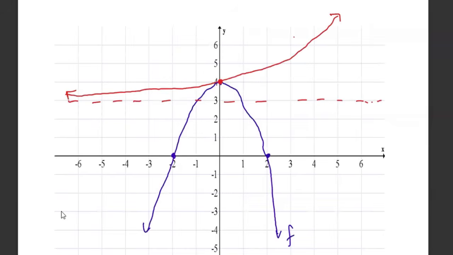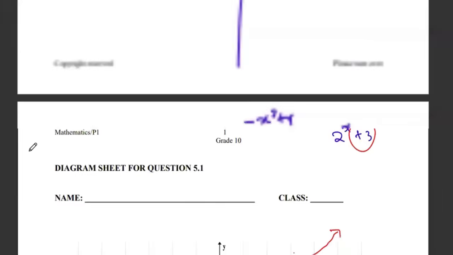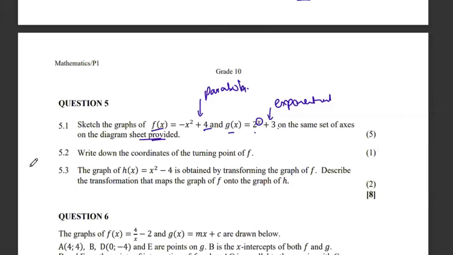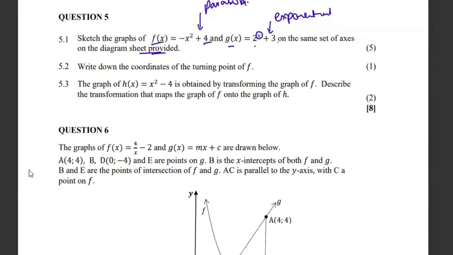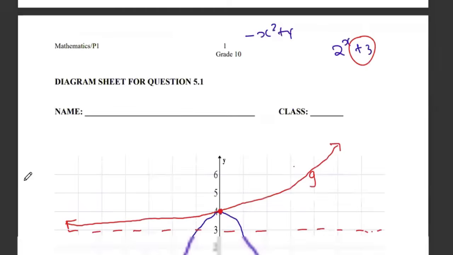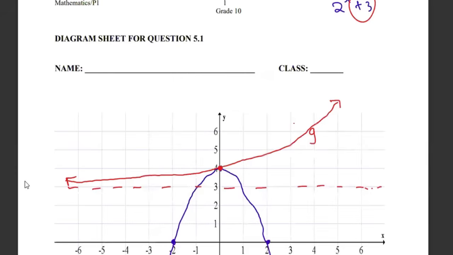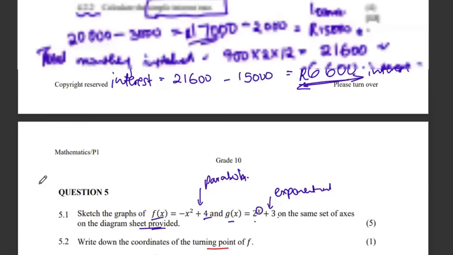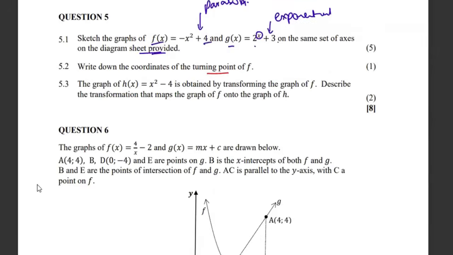Then I'll call this my g. So that's all I have to do to get all the marks that were awarded for that. How many marks? 5 marks. Wow, wonderful. Then write down the coordinates of the turning point. The turning point is where the graph is changing phase, in other words, the highest point in this case, which is (0; 4). So that's going to be (0; 4), since they want the coordinates.